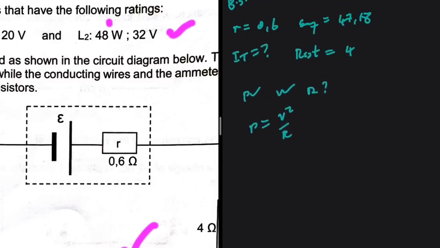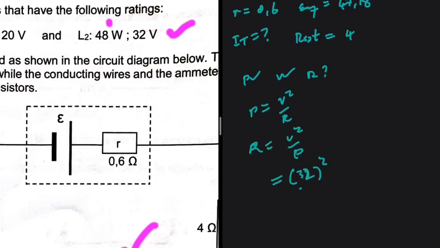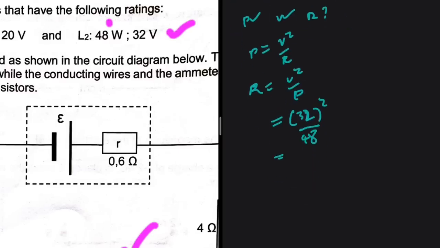So R should be equal to V squared over P, right? So V is 32, so 32 squared over 48. My calculator is in stats, so I cannot write divide, but I just fixed that. So 32 squared divided by 48 is 21.3333 ohms. So this is the resistance of L2.